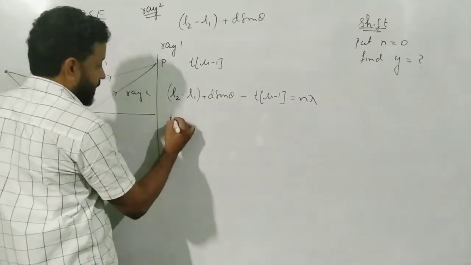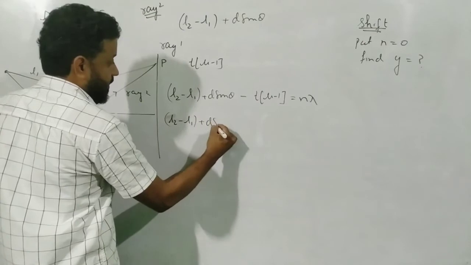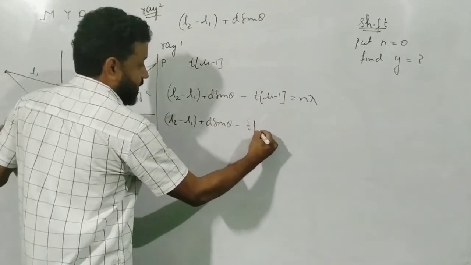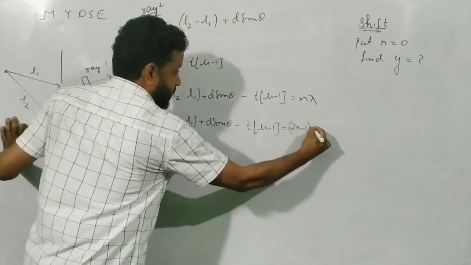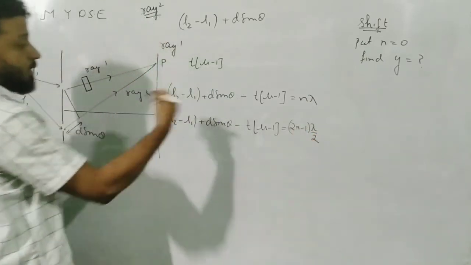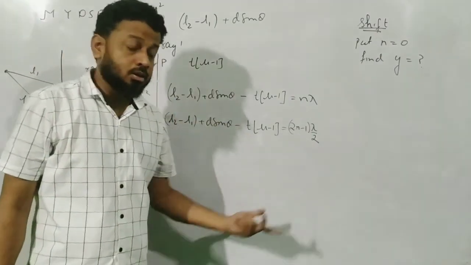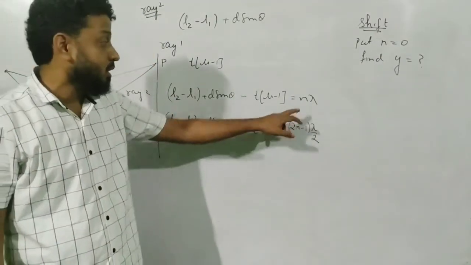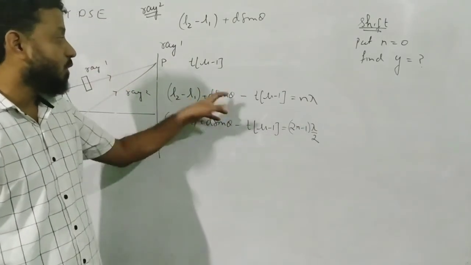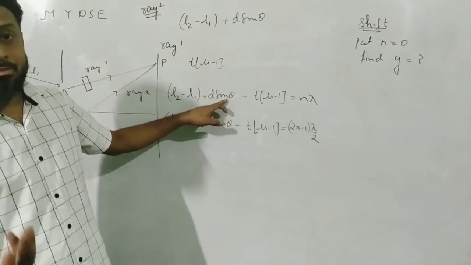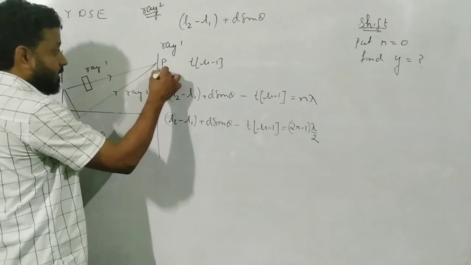So I'll just leave it here. L2 minus L1 plus d sin theta minus t into mu minus 1 is equal to 2n minus 1 lambda by 2. This is for theta. And same thing, if they ask you to locate the zero order maxima, then you put n equal to 0 and you find the value of theta. And if theta is very small, you can write sin theta as tan theta, which is perpendicular by base, perpendicular is y, base is t.